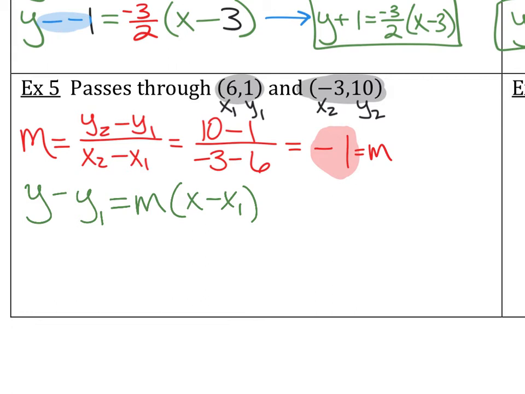And then it's just like the other questions. Sometimes you have to do a little extra at the beginning, but the ending is still the same. This is going to be y minus what? What did we label as y1? 1 equal to m. What's m? -1. We just found that. Cool. Times x minus x1. What is that? 6. Boom.